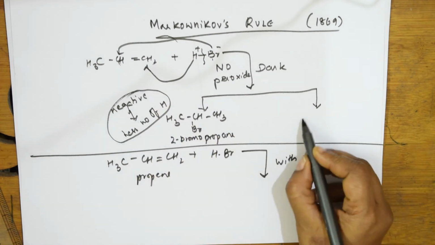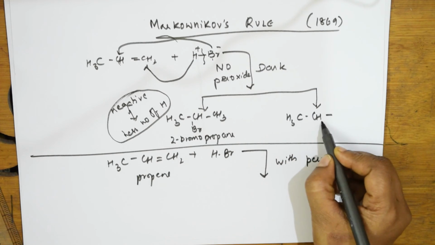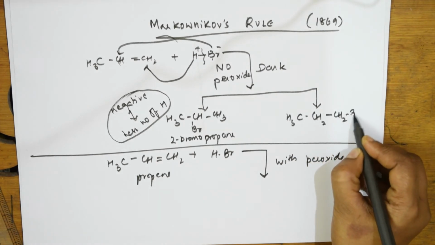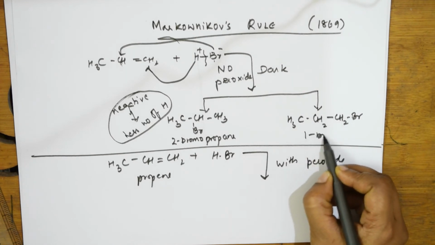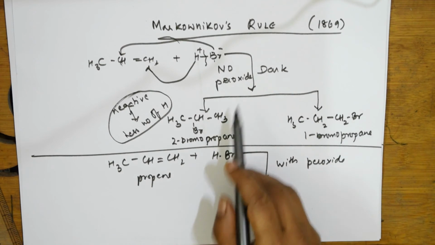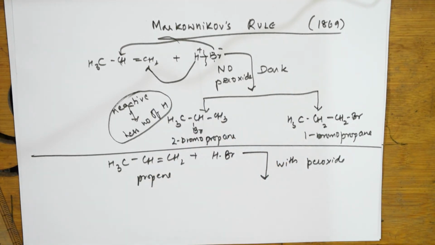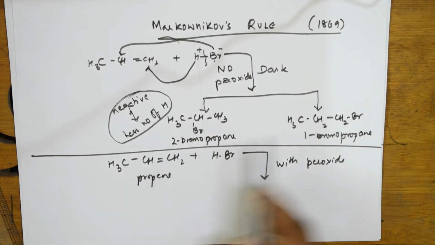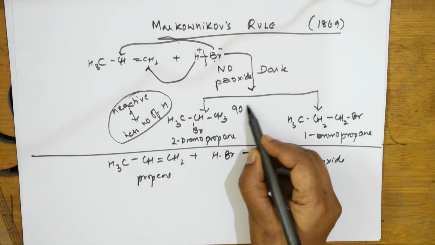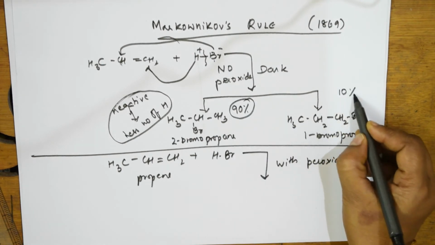Now next important thing, here in the second case negative adds to the carbon having more number of hydrogens. So here we get CH3, CH single bond, this is 2, and you get CH2Br. Right, this is 1-bromopropane. So now what happens here, the negative part adds to the carbon having more number of hydrogens. But what is major among these two when I compare both? This is the major product. This is 90%. 2-bromopropane is 90% of the product, and here 10% is 1-bromopropane.